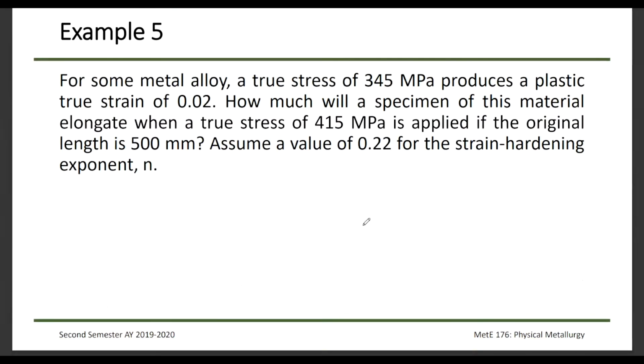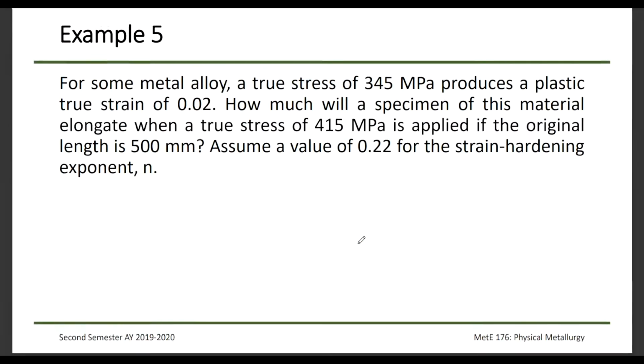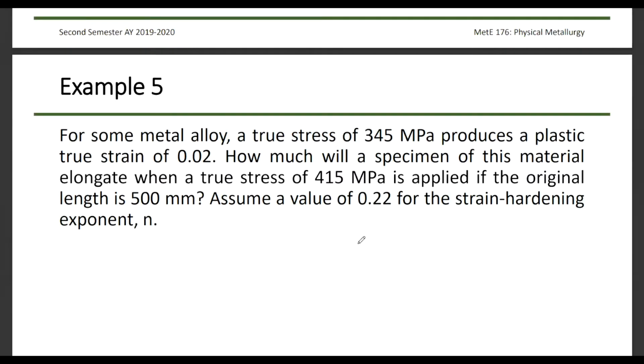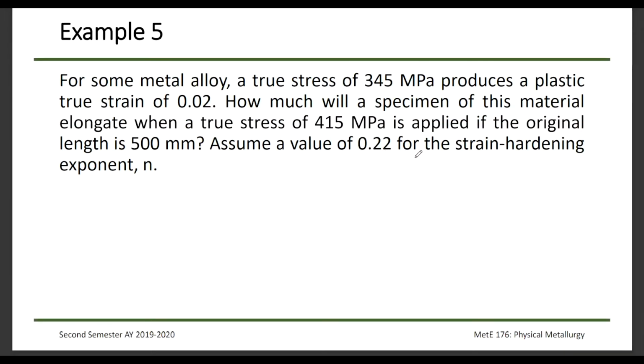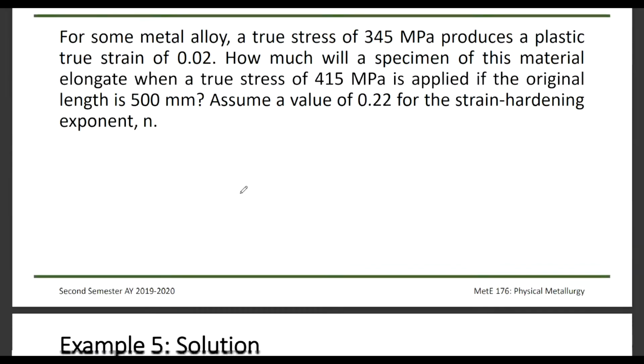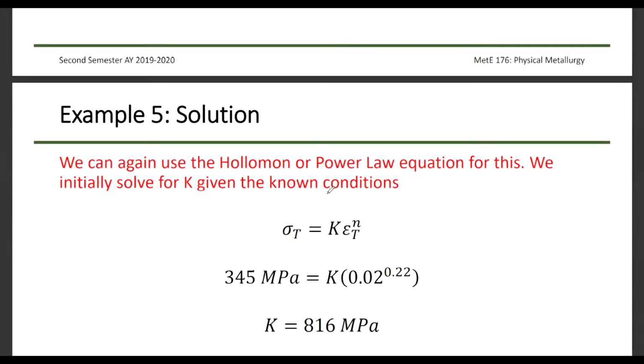Sample 4, and I can do one last example na lang, no? Itong si example number 5. So for some metal alloy, meron daw tayong true stress of 345 megapascals that produces a plastic true strain of 0.02. How much will a specimen of the same material elongate when a true stress of 415 megapascals is applied if the original length is 500 millimeters? So let's assume a value of 0.22 for the strain hardening exponent n, no? Which is the same exponent as the m kanina, doon sa Coulomb equation. So sometimes they use m, sometimes n.